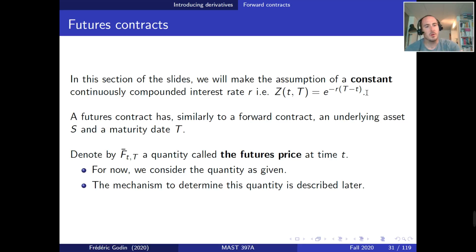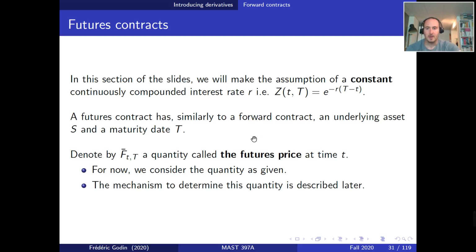Okay, so similarly to a forward contract, a futures contract also has an underlying asset, which we will denote S, and a maturity date, which we denote capital T. So a futures contract is again contracted on some underlying asset and has a definite maturity date.